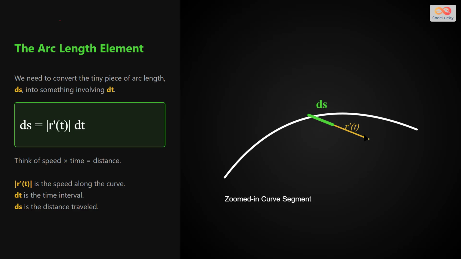Here is the most important concept. In a regular integral, we have dx. Here, we have ds, which represents a tiny step along the curve. We can replace ds with the magnitude of r prime of t times dt. Think of this as distance equals speed times time. The magnitude of the derivative is your speed.